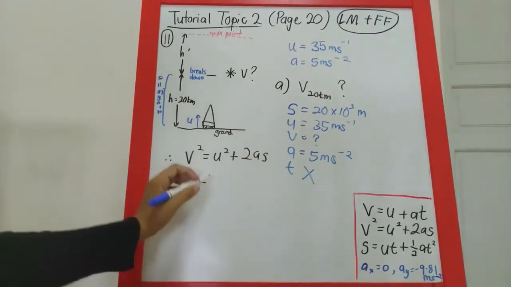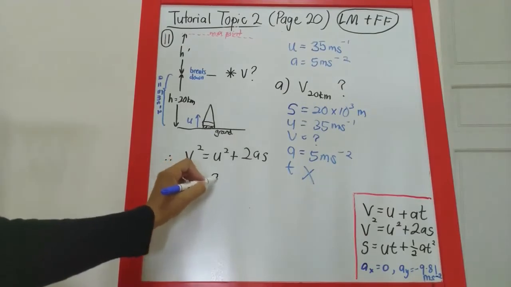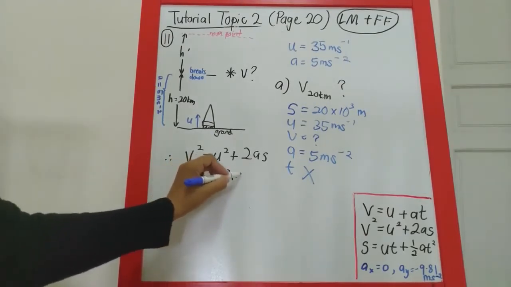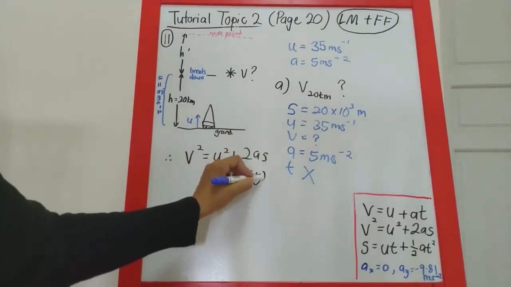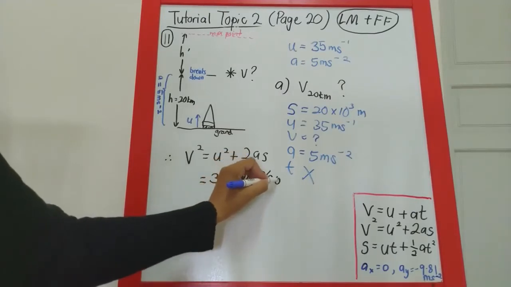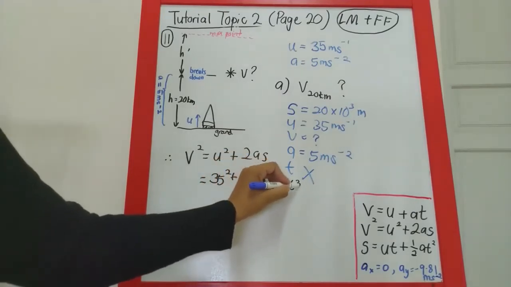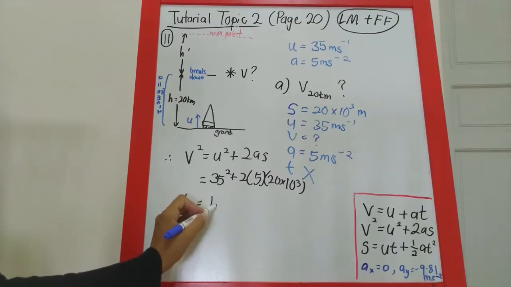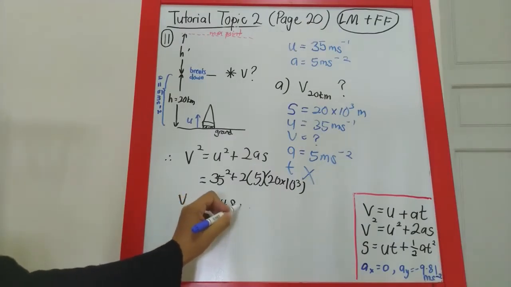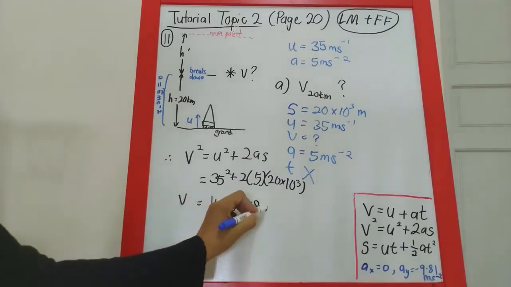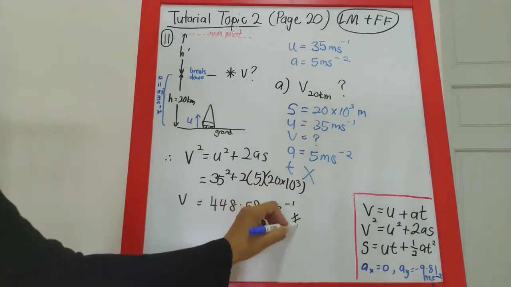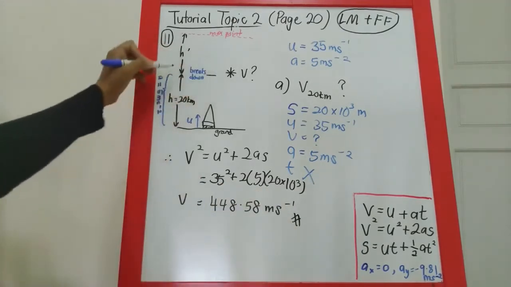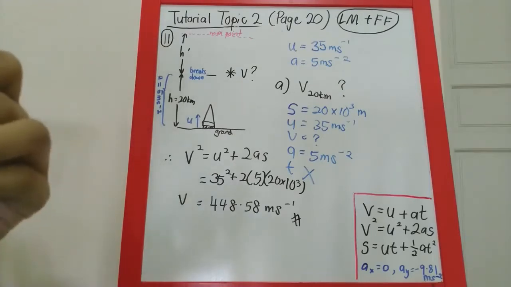Okay, V we want to find. U is equal to 35, a is 5, and s is 20 kilometers. So V equals 448.58 meters per second. Okay, this is the velocity at this point where it starts to break down.